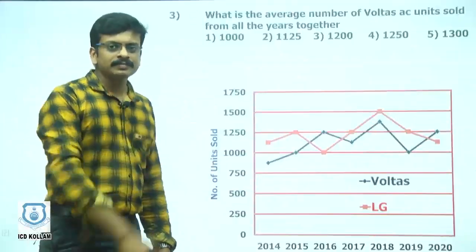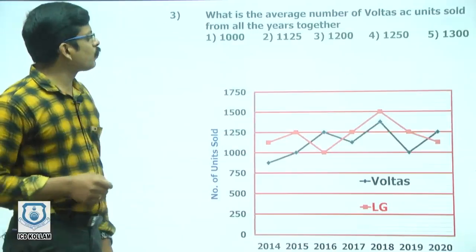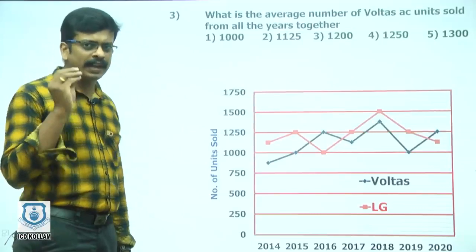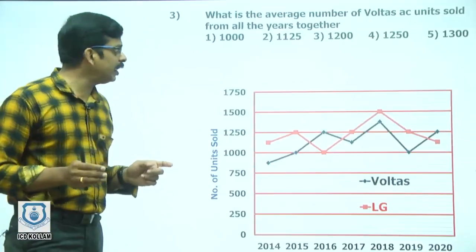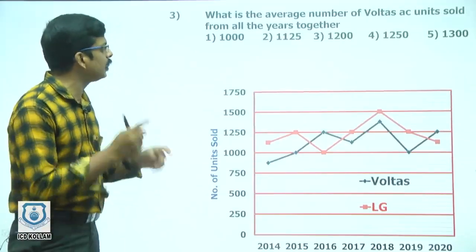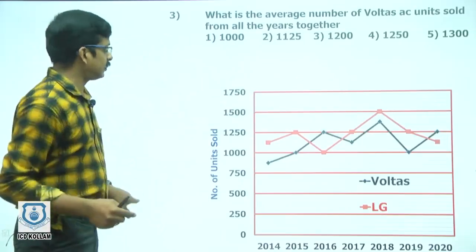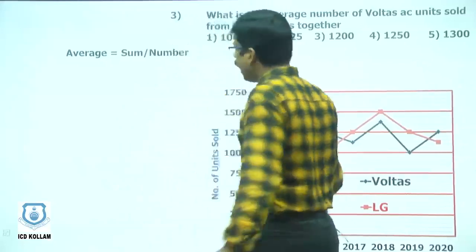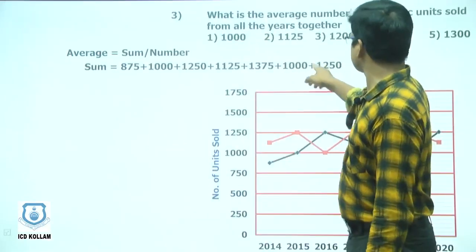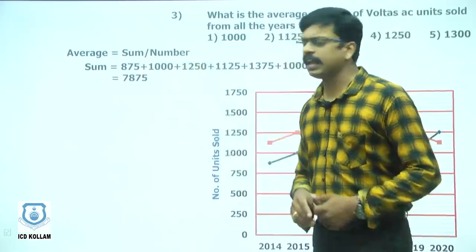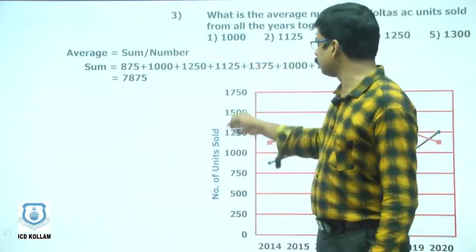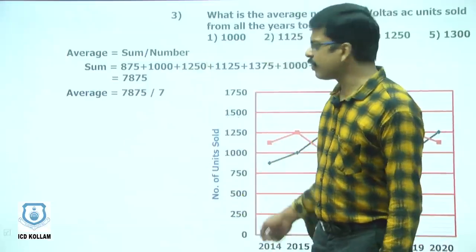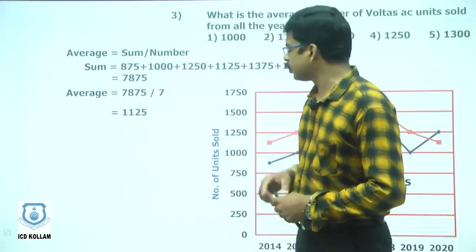Question number 3. What is the average number of Voltas AC units sold from all the years together? So here you need to find the average, and for that we initially need the sum of AC units of Voltas. We can say average is equal to sum by number, and we can say the sum is this much, it is 7875, and the number of years is 7, so we divide by 7, and we will definitely get the answer as 1125.